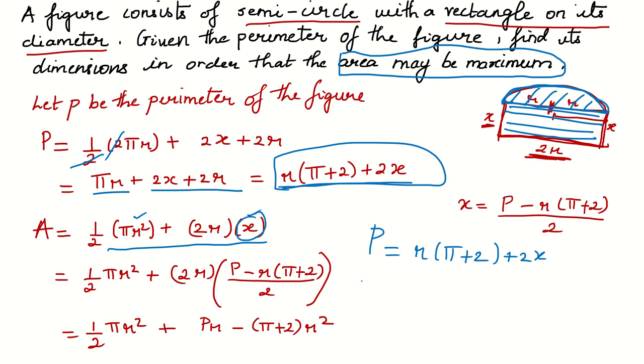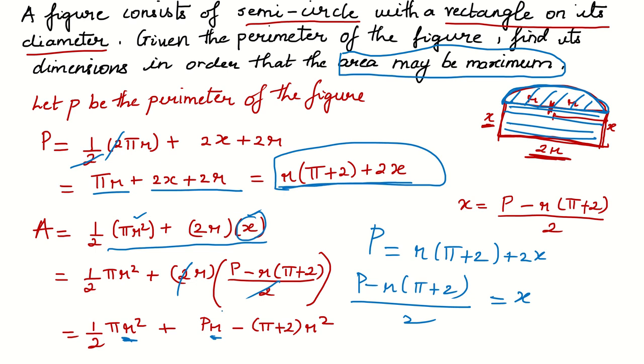So x is P minus r times pi plus 2, upon 2. So that I've substituted here and I've opened a bracket. This 2 and this 2 get cancelled. So it is Pr minus r square times pi plus 2. Okay, this is my area. So next step is to find the derivative with respect to the only variable here, that is r. And after finding the derivative, we are going to do what? Equate it to 0 to find the value of r.